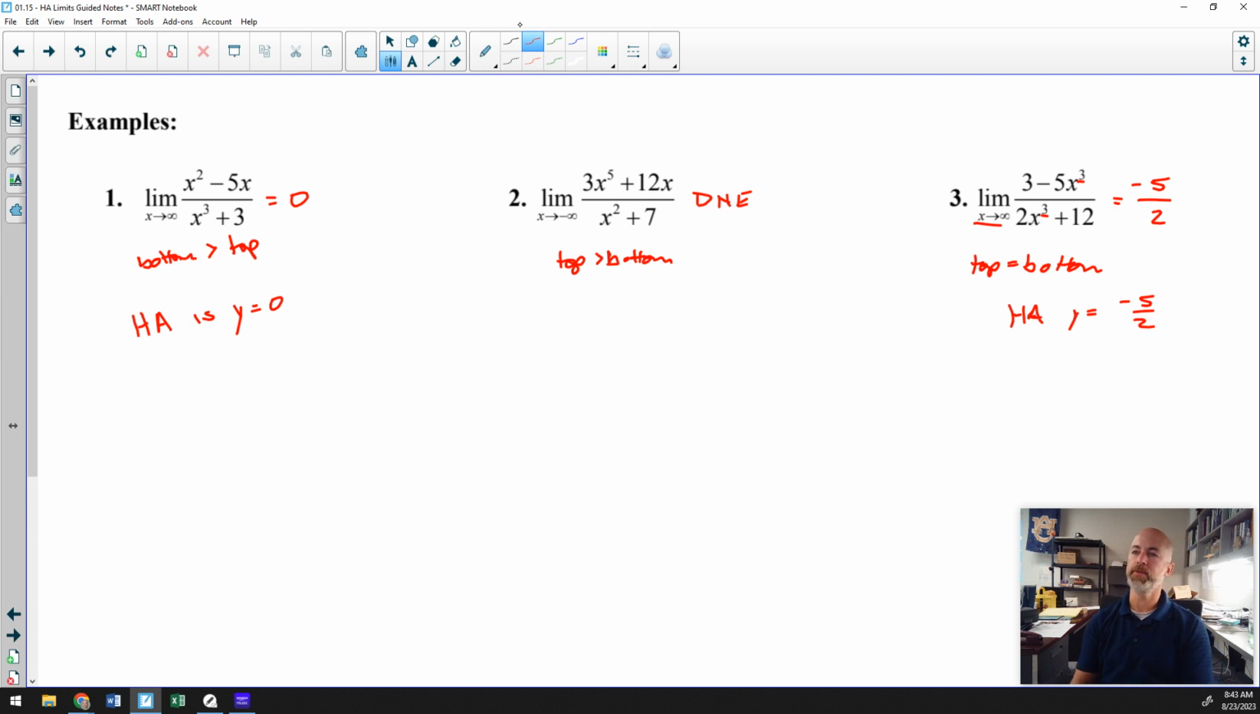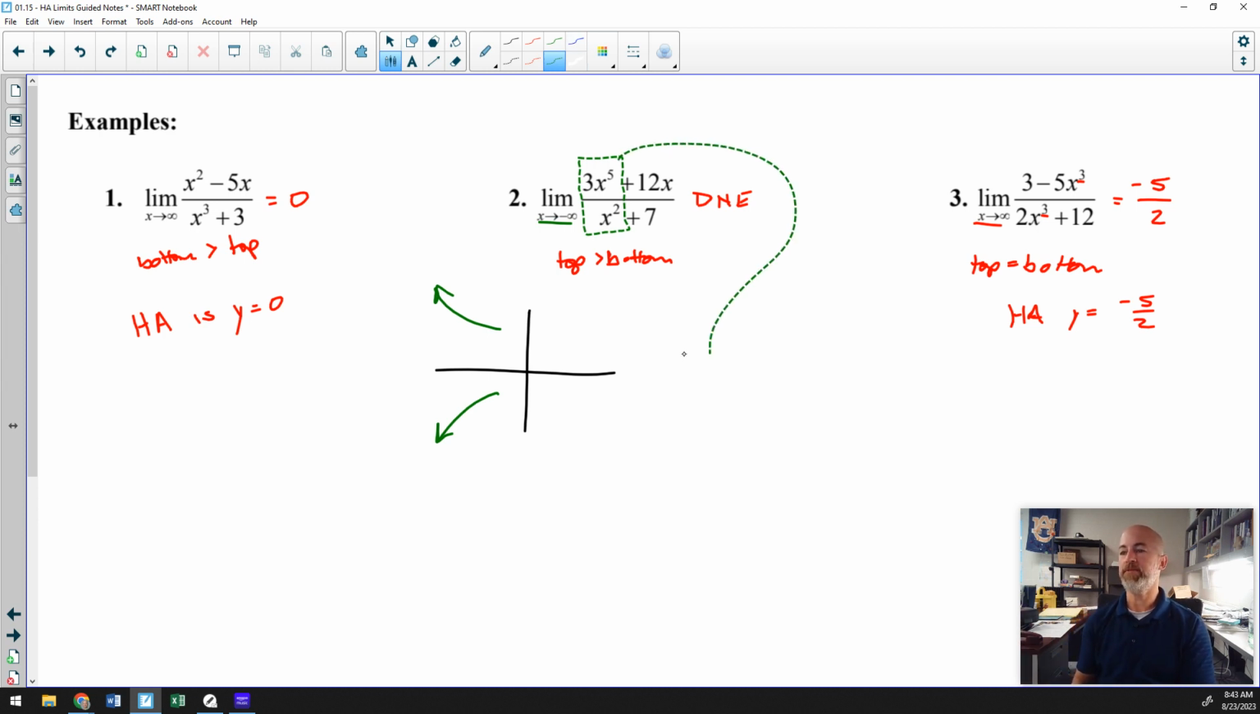Okay, so let's go back to number 2. And if there is no horizontal asymptote, then that means on number 2, as I work forever to the left, I'm going to negative infinity. I'm either going up or I am going down. And to find out which one of those two we are approaching, what we're going to do is look at the high power terms, because that's what's driving the end behavior. So we're going to ignore the 12x and the 7.